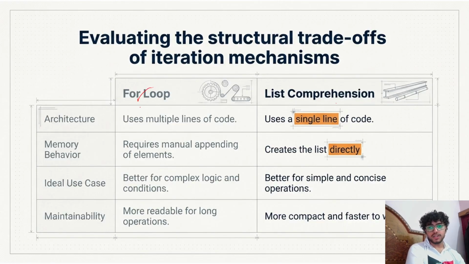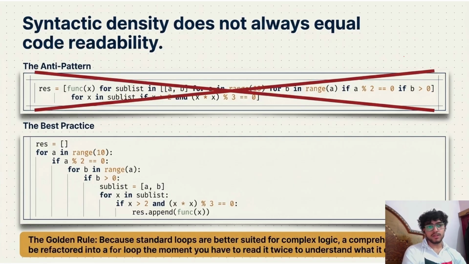A for loop uses multiple lines of code, but list comprehension does all of that in a single line. You can create a list directly in the list comprehension, and if you use normal loops, you will have to append each of the elements. So a for loop is better for complex logic, but for simple and concise operations, you can use list comprehensions. A for loop is more readable and list comprehension is compact, so it's not that readable. So compact code is not always the optimized code.